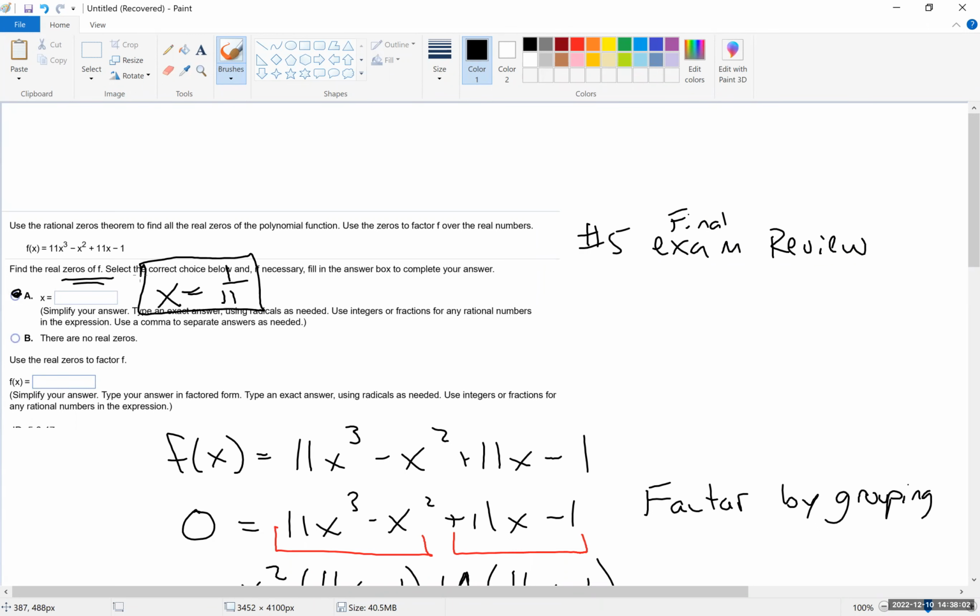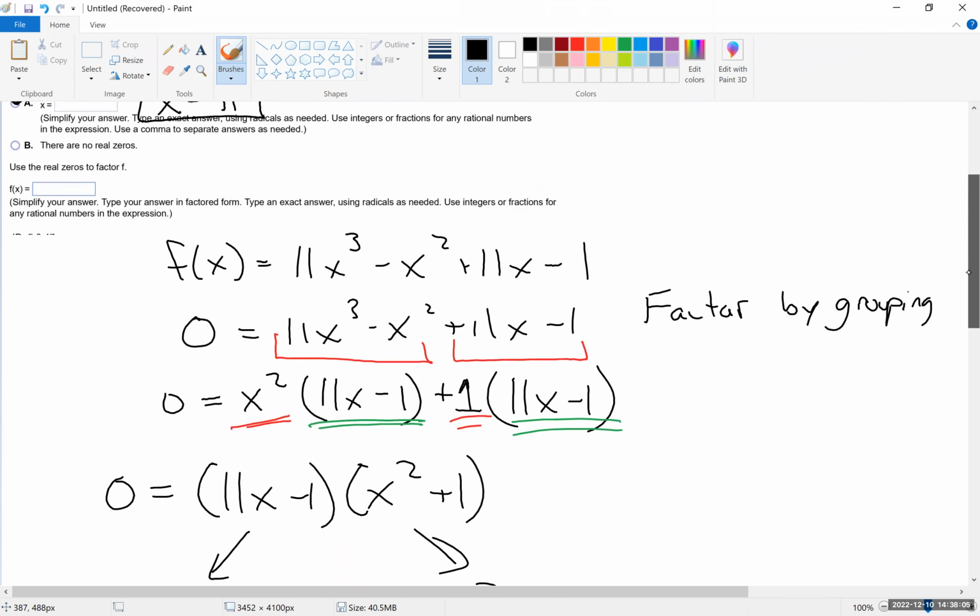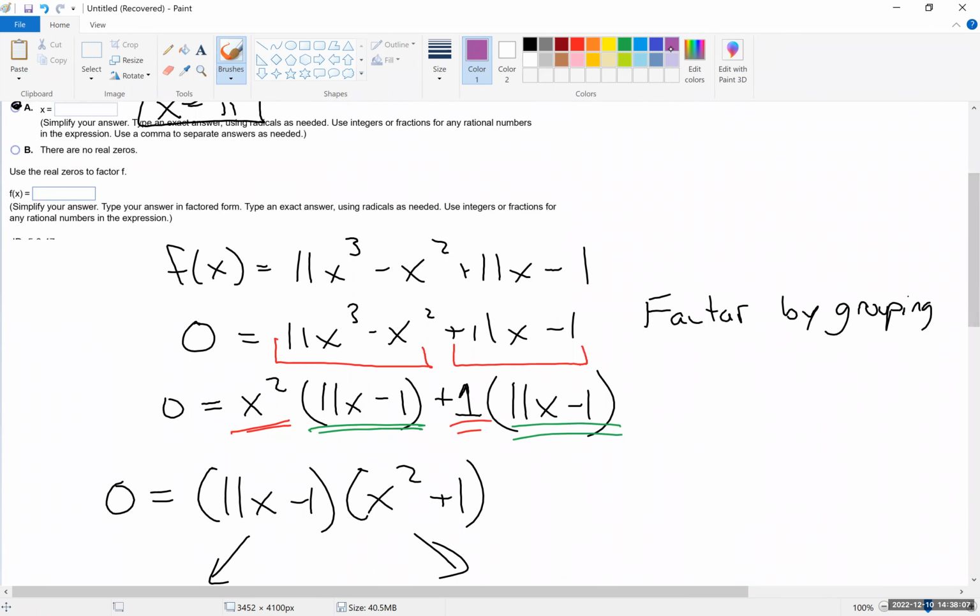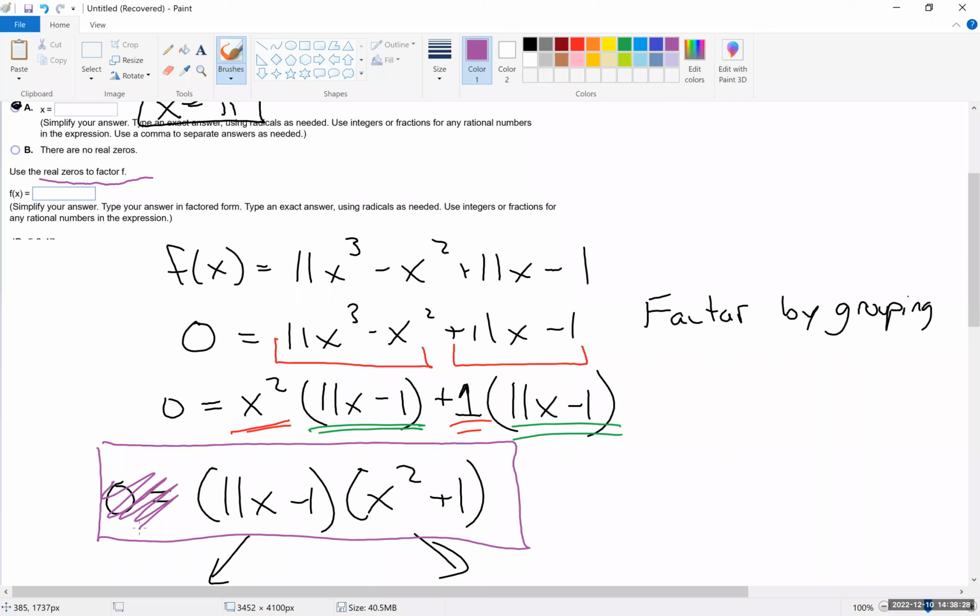Okay. Now, the next question says, well, they write these questions out of order, right? Use the real zeros to factor. Well, we already factored it, right? Here it is right there. There's the factored form, except don't put the 0 equals. The factored form already has the f of x, so you're just going to put 11x minus 1 times x squared plus 1.